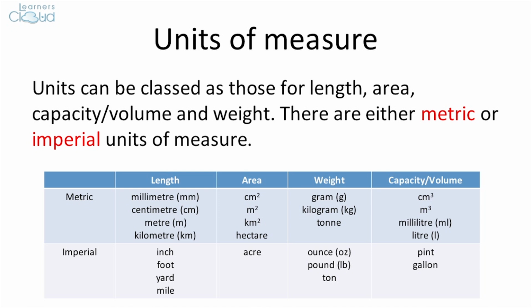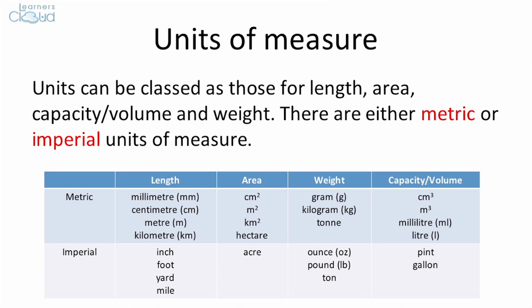For area, centimetres squared, metres squared, kilometres squared, or even a hectare for larger areas. For weight, we have grams, kilograms and tonnes. And for capacity and volume, we would use centimetres cubed, metres cubed, millilitres or litres.